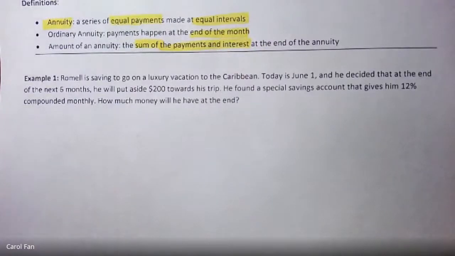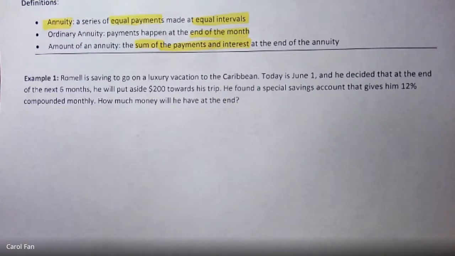Romel is saving to go on a luxury vacation to the Caribbean. Today is June 1st, and he decided that at the end of each of the next 6 months, he's going to put aside $200 towards his trip. He found a special savings account that gives him 12% compounded monthly. How much money will he have at the end?